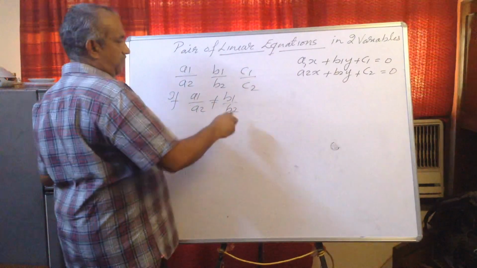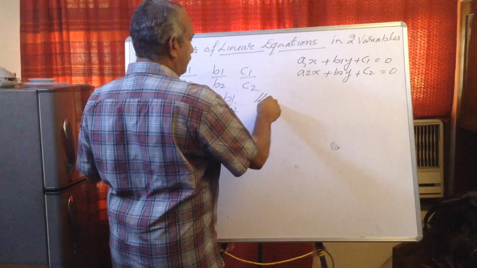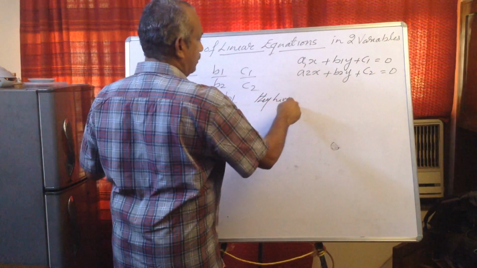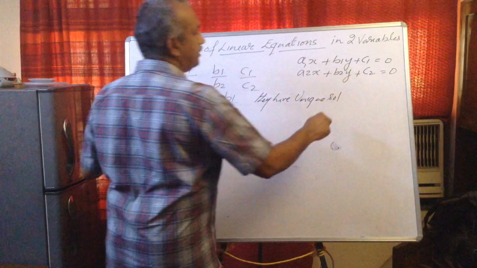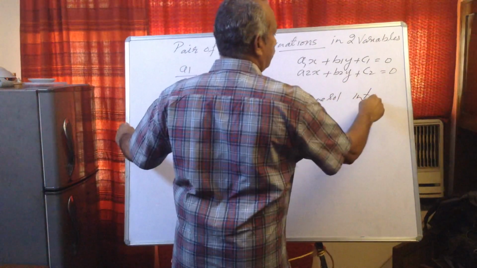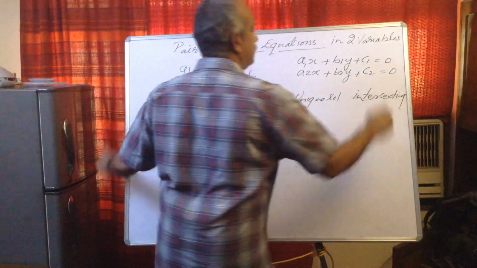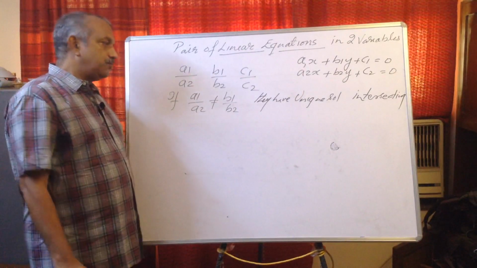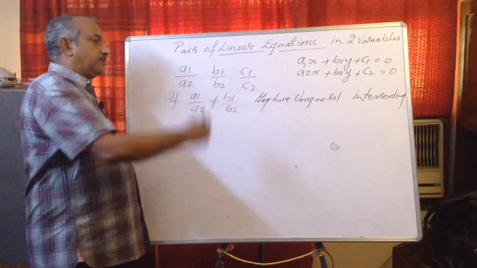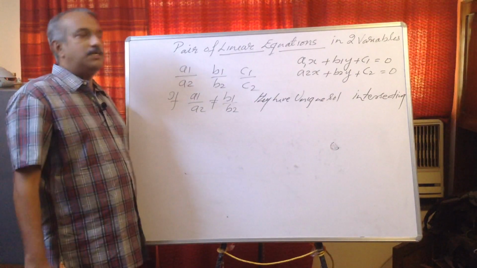If they are not equal, then they have a unique solution and an intersecting graph. If a1 upon a2 is not equal to b1 upon b2, then the pair of equations have a unique solution and the graphs will be intersecting.